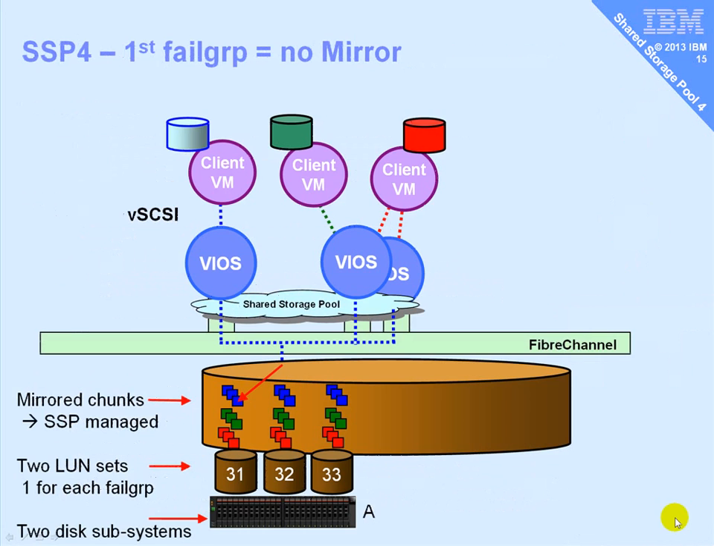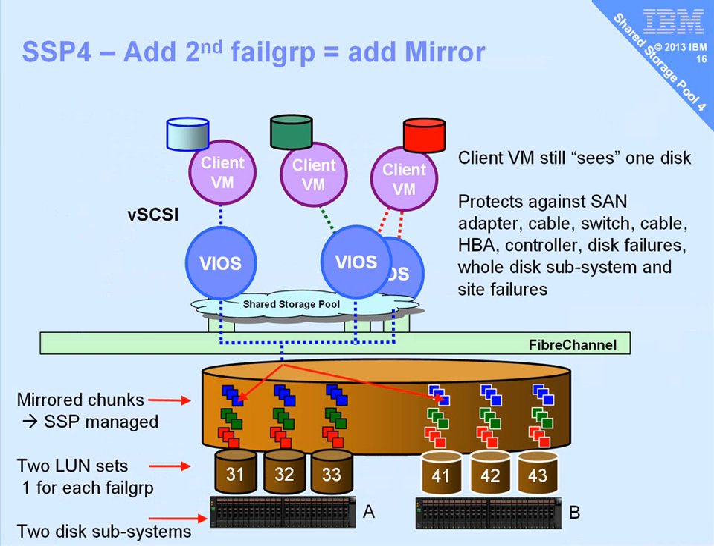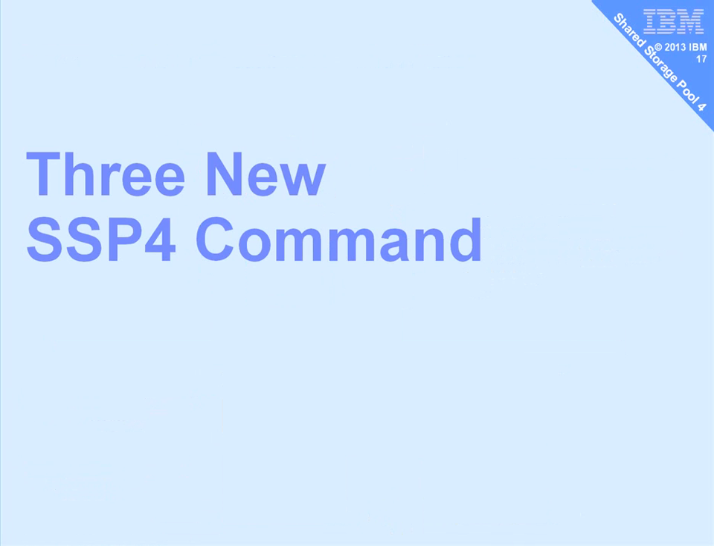So let's go back to our architecture diagram. Here we have just the first failure group, and we've got one set of disks in here. We're going to add the second group. Then we're going to have the VIO servers copy all of the blocks in the current LUNs over to the new set of LUNs, probably at the bottom here on a different set of disks to give us the redundancy we want. Now let's have a quick look at those three new SSP4 commands.